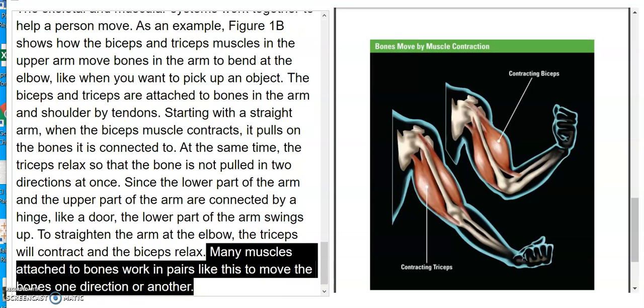Many muscles attached to bones work in pairs like this one to move the bones one direction or another. In the weight room, we call these exercises pushes and pulls. When you pull towards you, the muscle is contracting, and when you push away, that same muscle is expanding, relaxing. Now, when you're all the way out and you want to bring your arms in, it contracts while the other one relaxes. It goes back and forth, pushes and pulls.